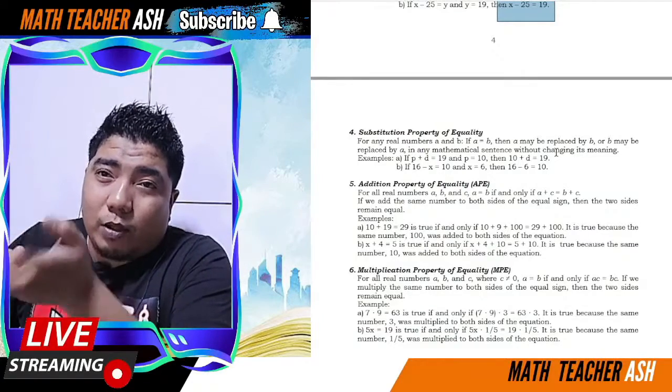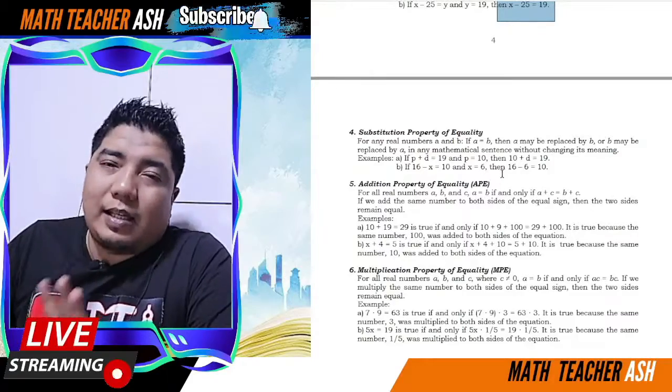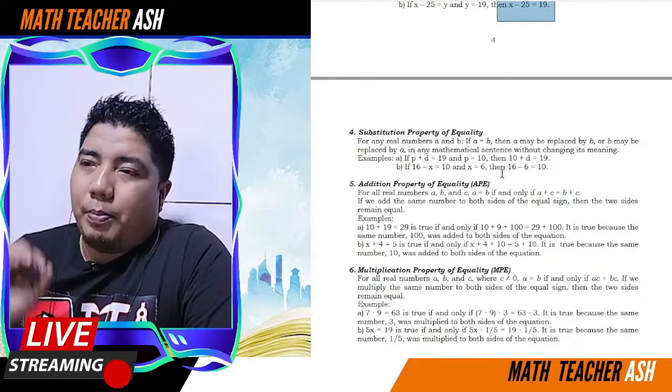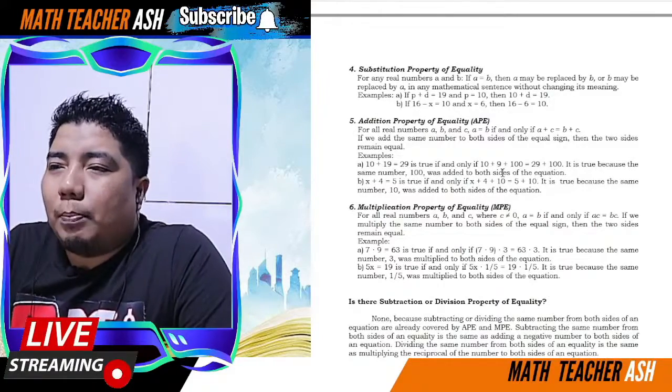Kung ang X daw is equal to 19, ganun. Okay? So, yung nag-replacement test tayo. This is an example of a substitution property of equality. Okay. Addition property and multiplication property.